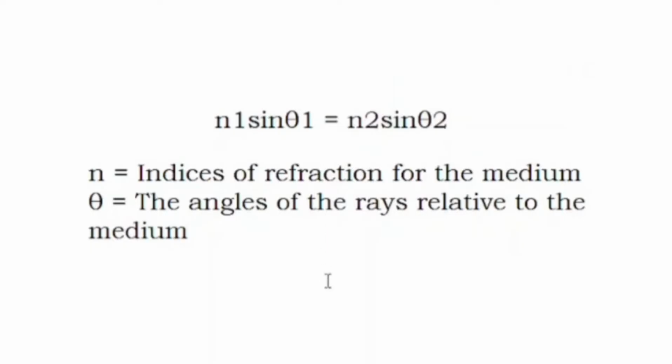Hello, my name is Tyron Rushabisa, and today I will be talking about the formula for Snell's law. The formula for Snell's law is as follows: n1 multiplied by sin theta 1 is equal to n2 multiplied by sin theta 2. The n1 and n2 represent the indices of refraction for the media, and theta 1 and theta 2 represent the angles of the rays relative to the normal.